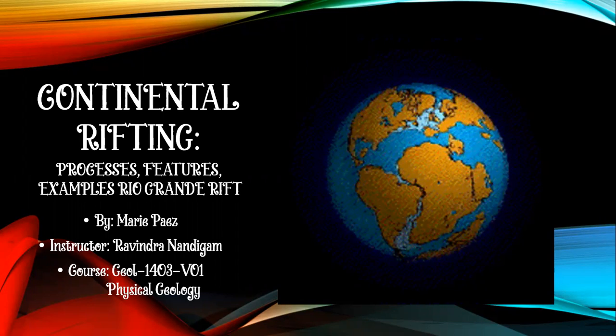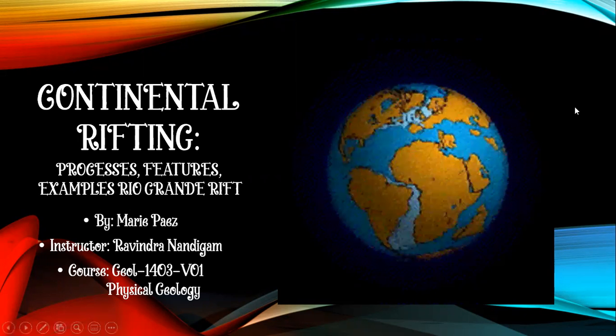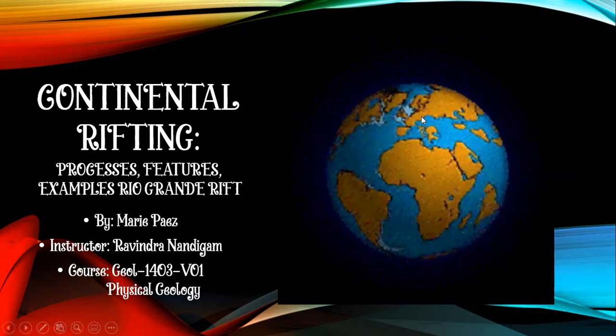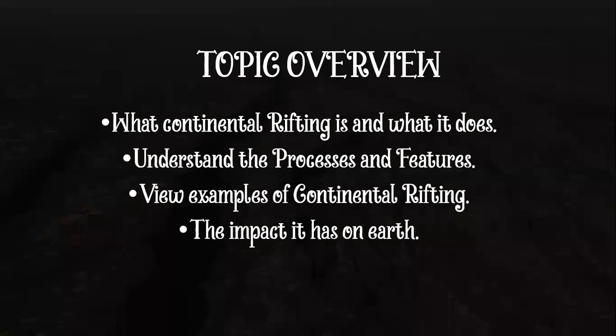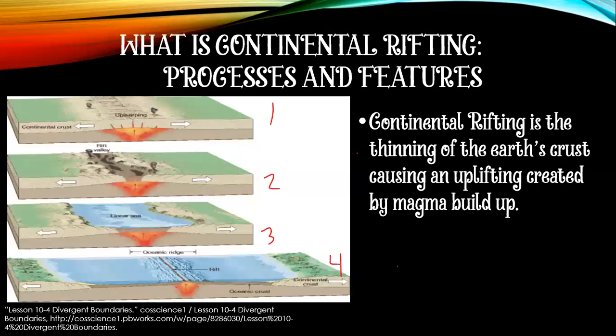I will be going over the topic of continental rifting, its process and features, and an example, the Rio Grande Rift. So in this presentation, I will go over what a continental rift is, what causes it, as well as its process and features. I will show information about examples of continental rifts and how they have and will continue to affect our Earth. So what is continental rifting?